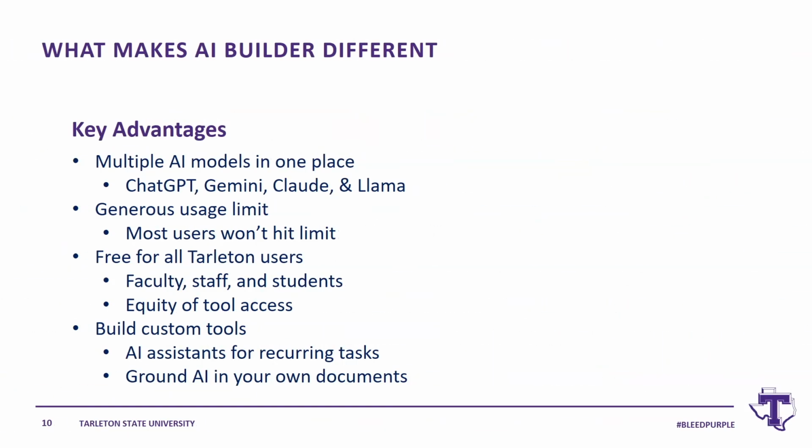AI Builder, the go-to AI chat system for Tarleton State, stands out by offering multiple AI models, ChatGPT, Gemini, Claude, and Llama, in one place. It provides a generous usage limit. The vast majority of users won't reach their daily limit. It's free for all Tarleton faculty, staff, and students, and ensures equity of access. You can build custom AI assistants for recurring tasks and ground AI responses in your own documents.